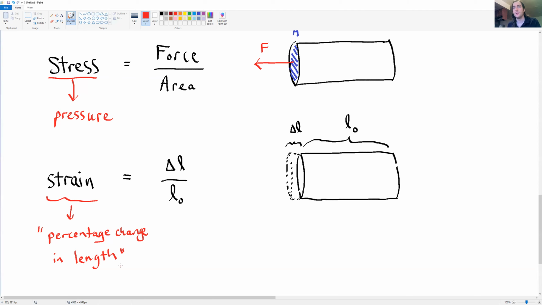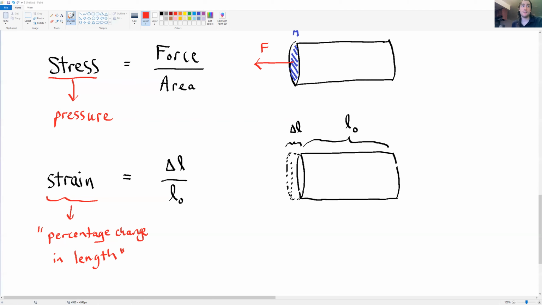But yeah, so stress and strain. Any questions at this point? I'm looking at the chat here. You can give me a thumbs up if we're good to go. Stress is the pressure that's being applied to that material on its cross section, so force divided by area.